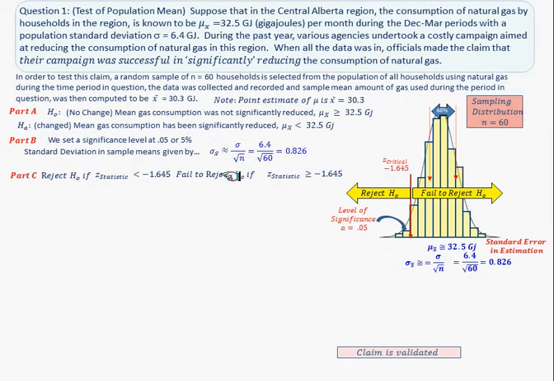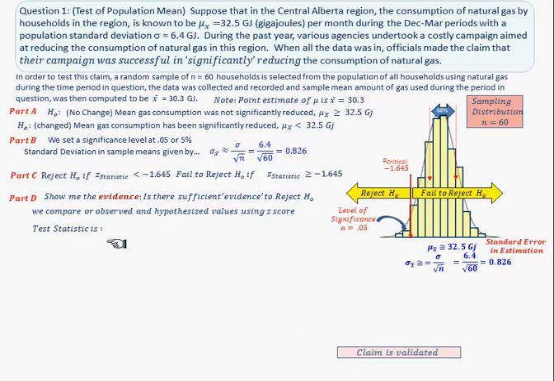We've just gone to another screen here where we've summarized the results previously, and we're going to look at part D, which is show me the evidence. To weigh the evidence, we look at the observed versus the hypothesized relative to the standard error. We're going to compute the Z score here. We call it the Z statistic or Z observed, and it's X bar minus mu over sigma sub X bar, 30.3 our sample mean, 32.5 our hypothesized value, over the standard error. That comes out to be 2.66 with a negative value there.